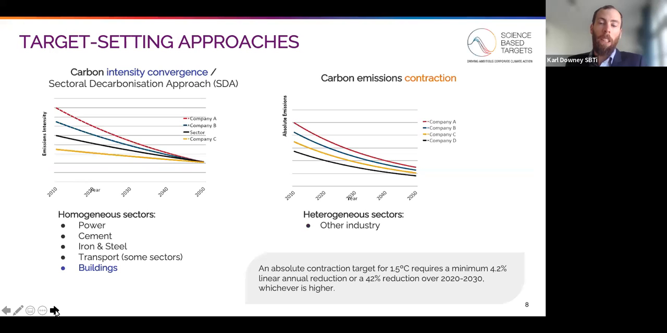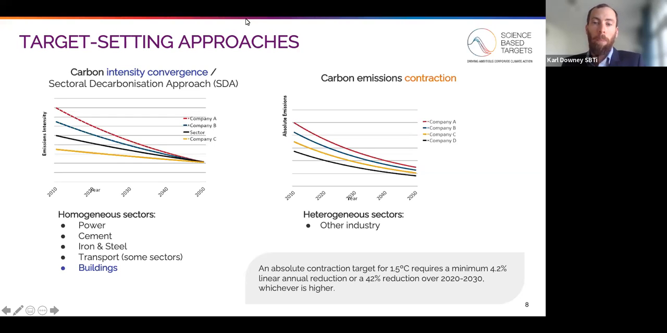That's what science-based targets look like. But then the question is, how should a company calculate how much it needs to reduce its emissions for its near-term targets to be considered 1.5 degree aligned? Well, SBTi uses two main target setting methods. The first one, shown on the left-hand side of the slide, is used for the large homogeneous sectors, and that's the case with the building sector that we're discussing today.